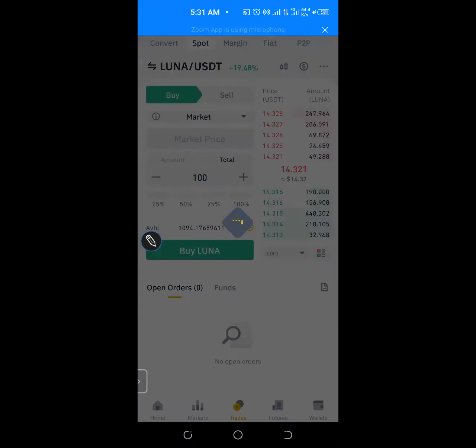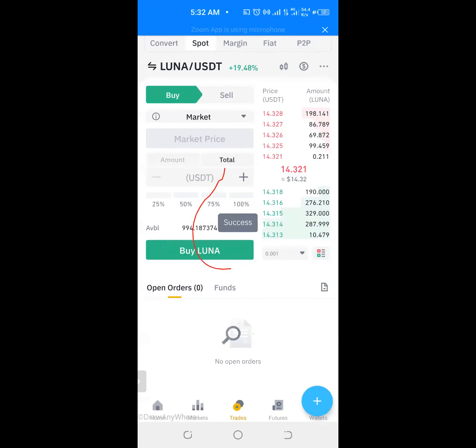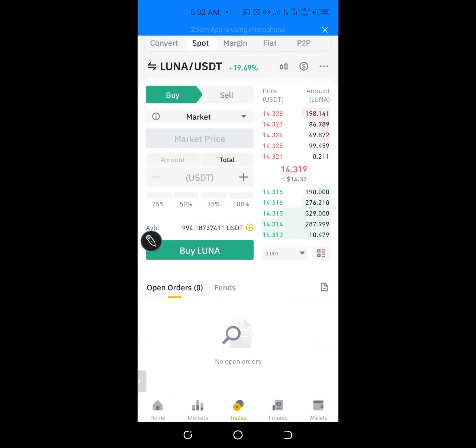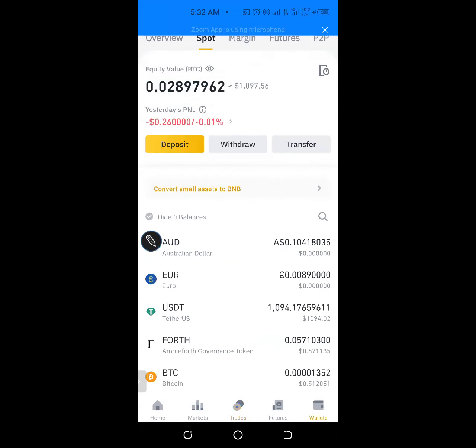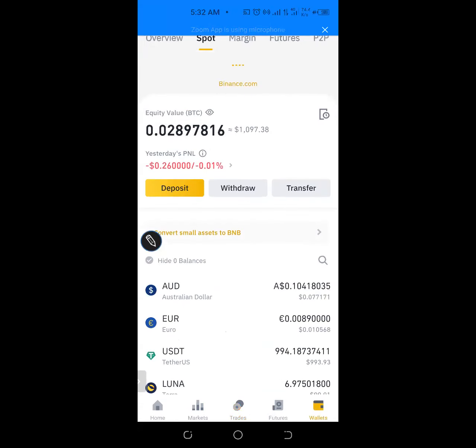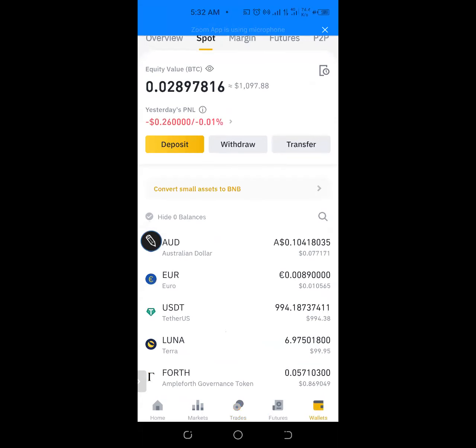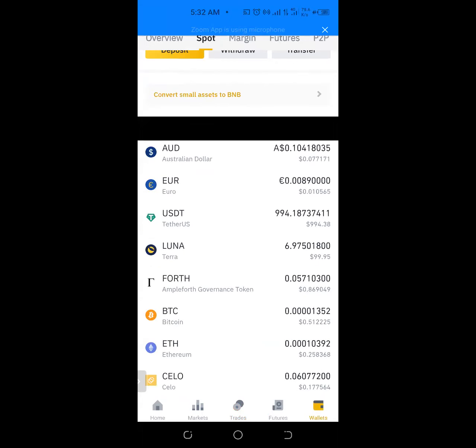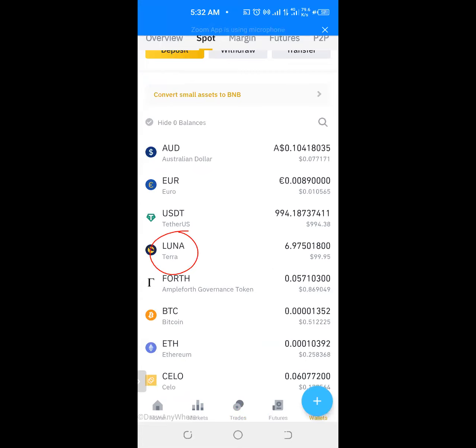Now you see it tells us success. It means we now have Luna. If you check under your wallet and refresh, you see that Luna has been credited to me, and it has been deducted from my USDT balance.